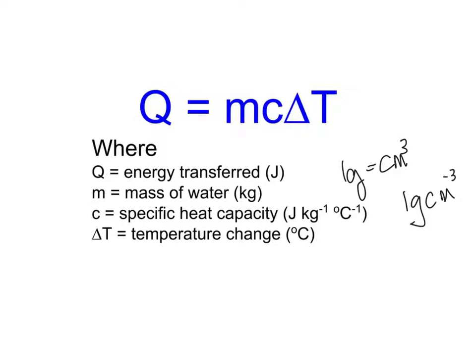The specific heat capacity is measured in joules per kilogram per degree C, and the temperature change must be measured in degrees C. Now, if we've got all these conditions met, then this equation comes to suit us. So let's have a look at this one we've got now.